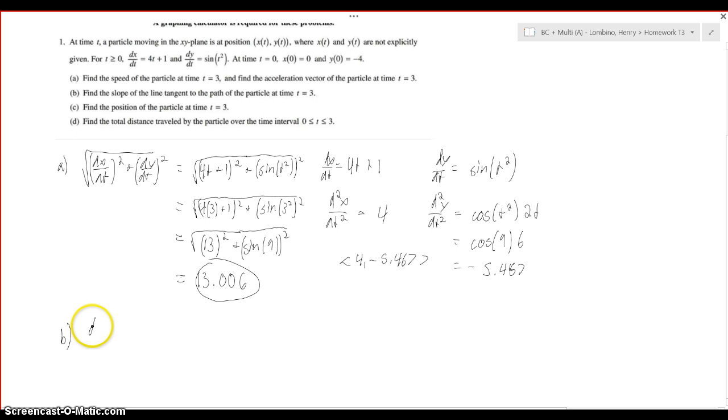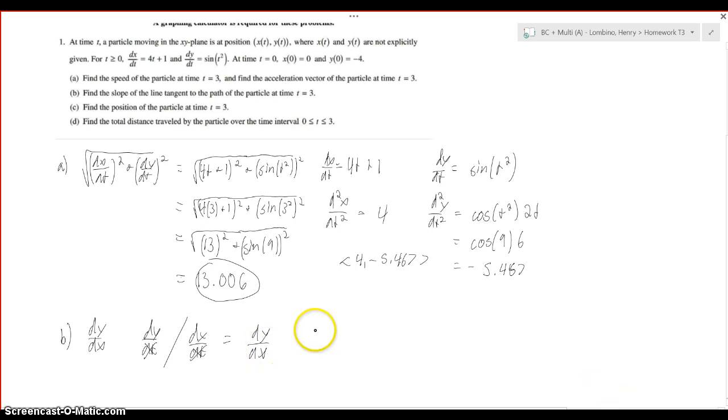So the slope is actually dy/dx. Now how do we find that? Well, we have dy/dt and we have dx/dt. So what we can do is divide those by each other, and then the dt's will cancel out, and we will be left with dy/dx. Okay, so let's plug and chug it.